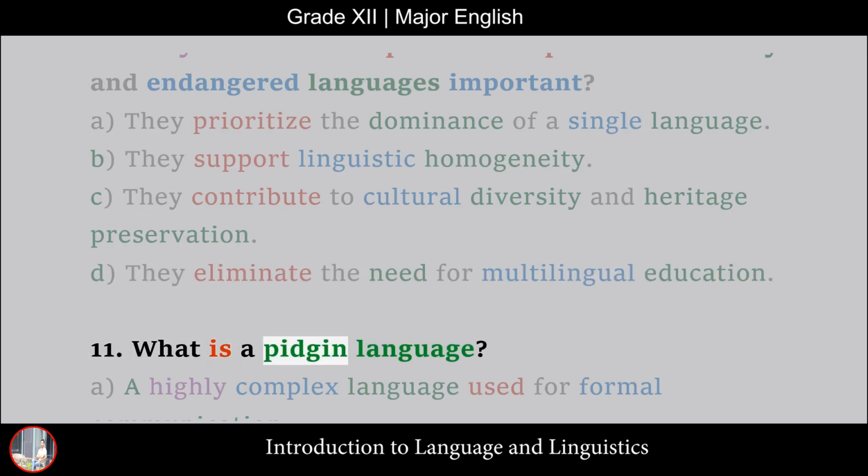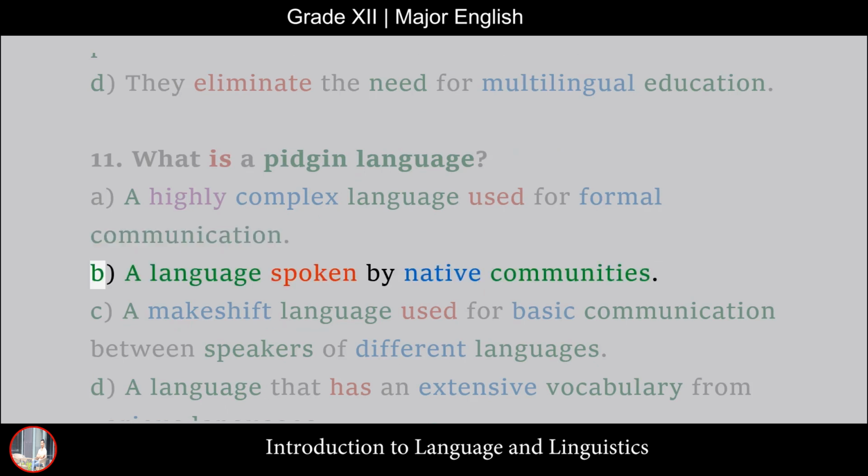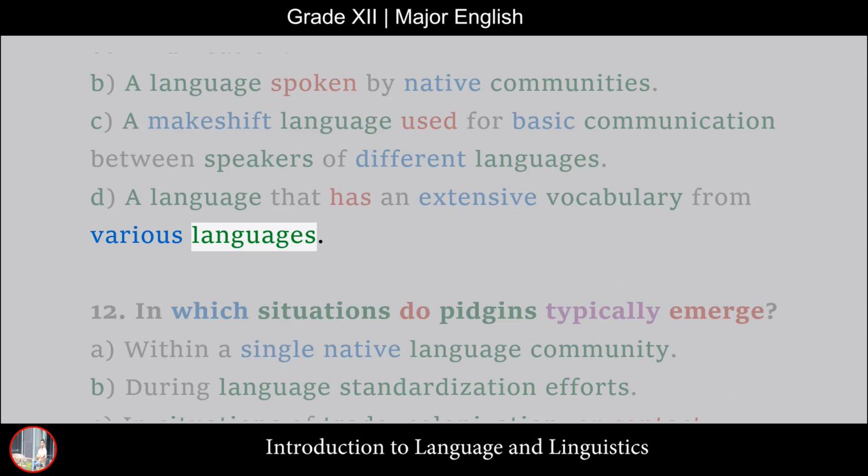11. What is a pidgin language? A. A highly complex language used for formal communication. B. A language spoken by native communities. C. A makeshift language used for basic communication between speakers of different languages. D. A language that has an extensive vocabulary from various languages.